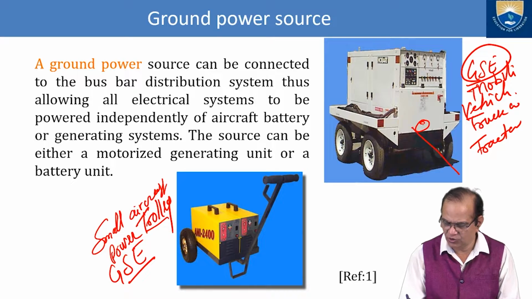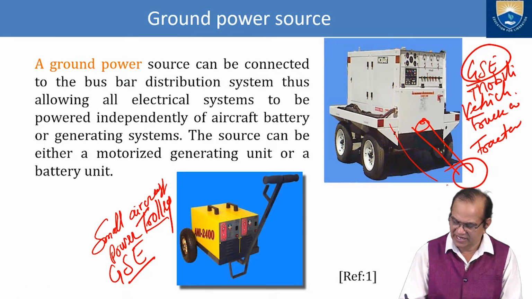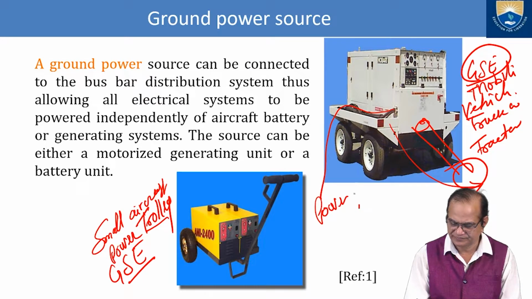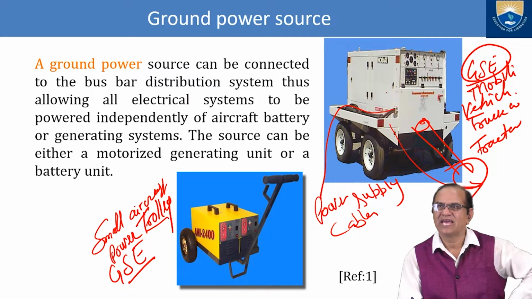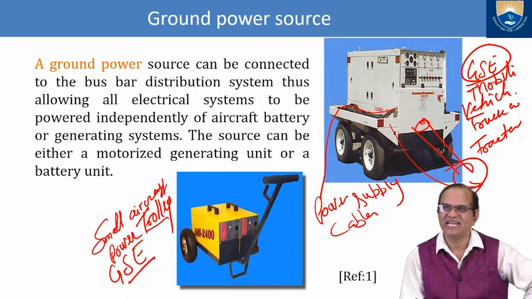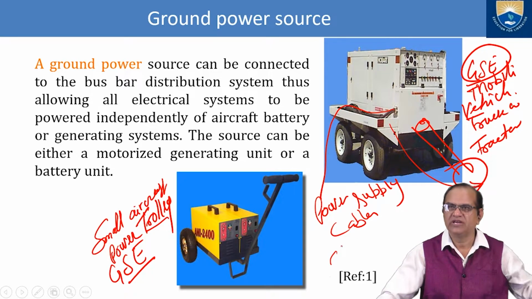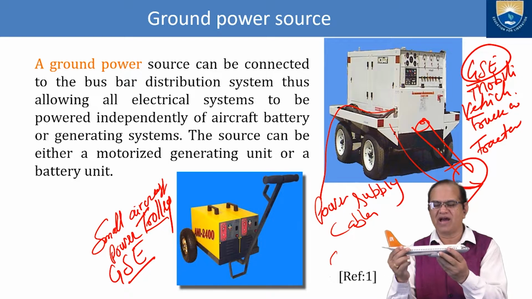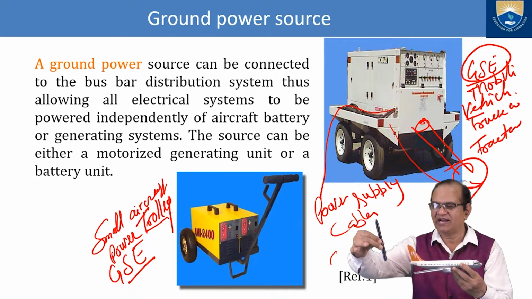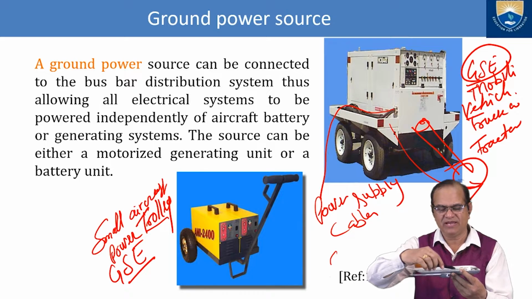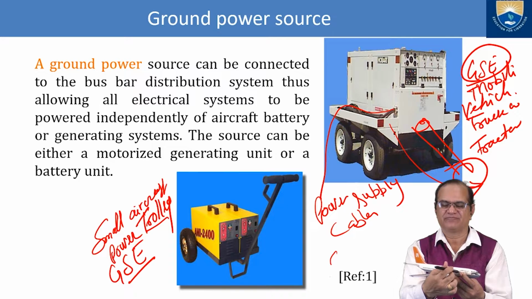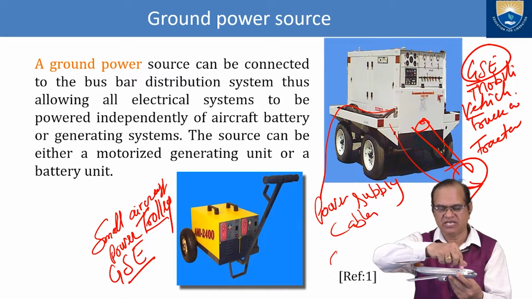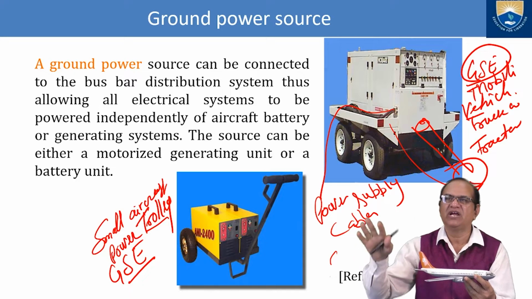Then it is towed by the tractor and taken near the aircraft, and from here these are the power supply cables. These cables are taken from here and attached to the aircraft. So it is like this: the aircraft is parked here on the ground, and this is the truck. The truck will come nearby, and here will be a power charging point. These cables are taken and attached here. Push inside, and this power will be available on the whole aircraft while on the ground.